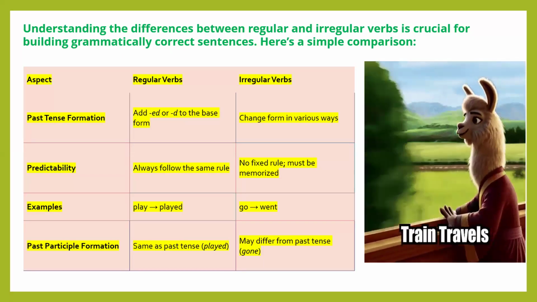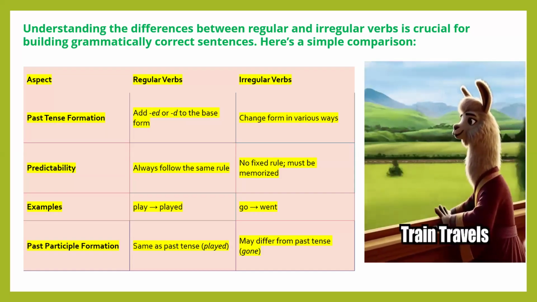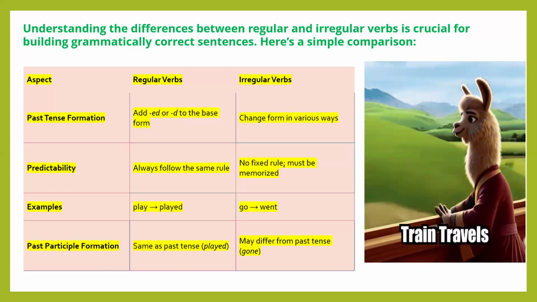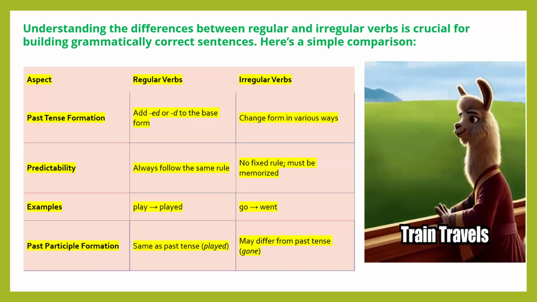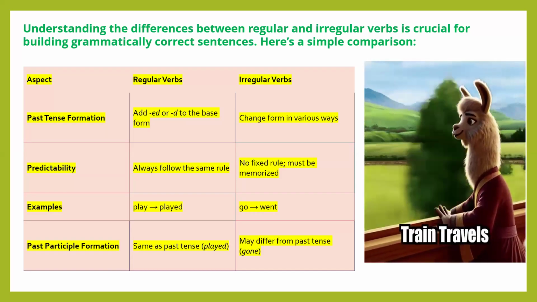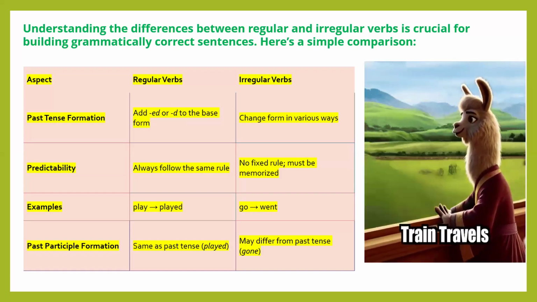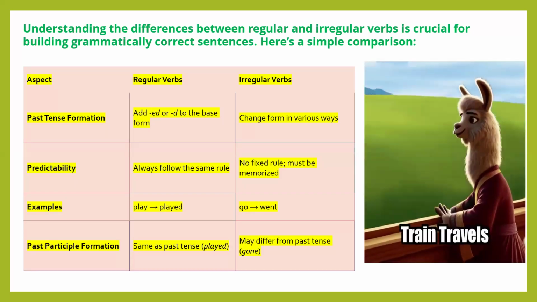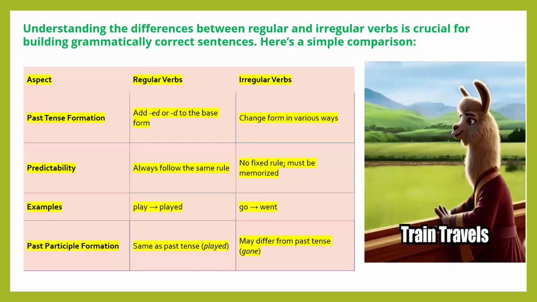So again, regular verbs add ed or d to the base form and always follow the same consistent rule. Played is the same as past tense, and sometimes the past participle is also played, the same as the past tense. Irregular verbs change form in various ways. We have seen many examples and accumulated a lot of knowledge in the previous slides. There is no fixed rule for irregular verbs, and they must be memorized. There are no specific rules.